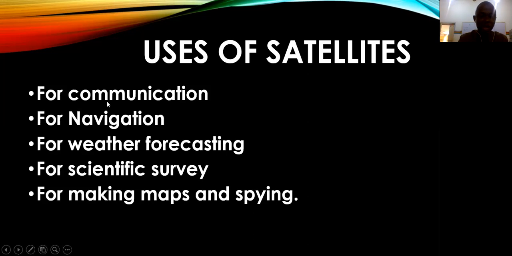Now, what about the uses of satellite? What are the uses of satellite? As said earlier, one, communication. You can use it in navigation. You know, navigation means to move from one place to another. They are equally used for weather forecasting. They can also be used for scientific survey, and satellites are equally used for making maps and spying, especially in military time. So those are some of the uses of satellite as regards what you need to know in junior science.